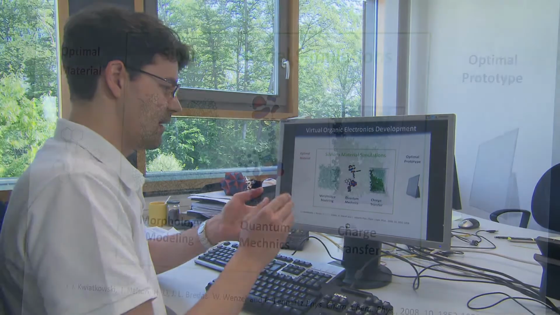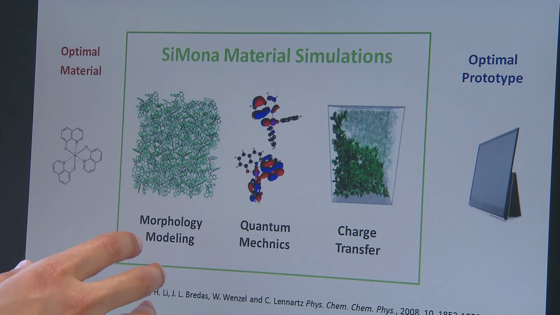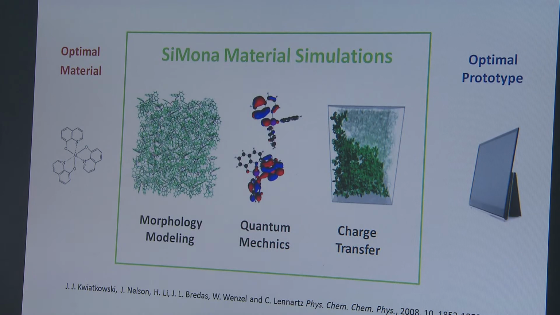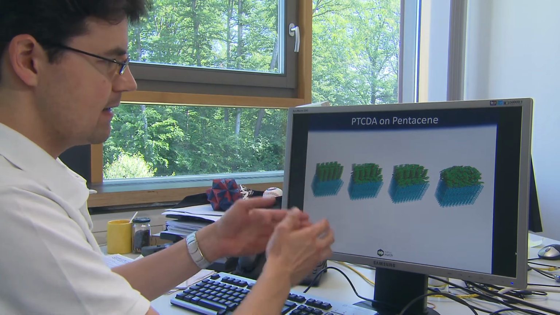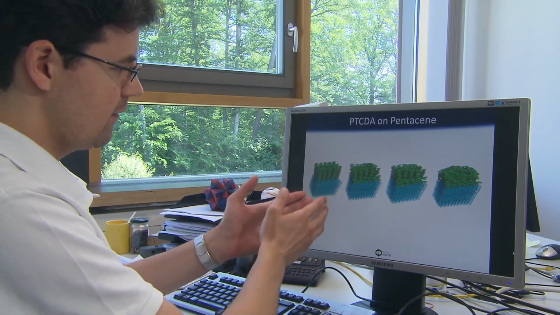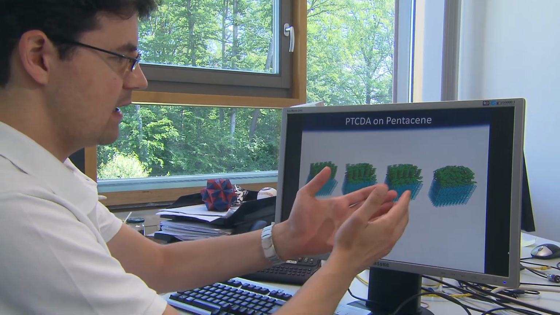Compared to the time-consuming, real-scale experiments in a laboratory, SiMona is a precise method saving both time and money. The electronic properties of and the transport of charge carriers in a material are imaged virtually and optimized by SiMona. The basis are high-resolution morphology predictions and quantum mechanical calculations.